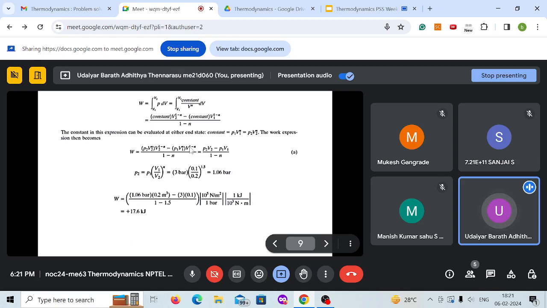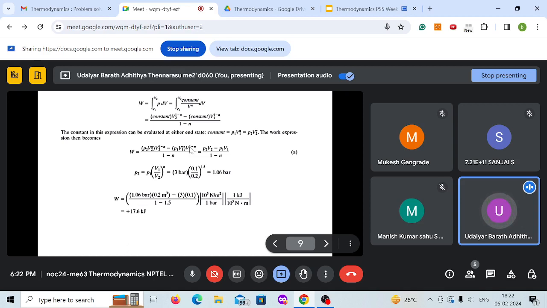The constant you can take out. Integrating, you will get V raised to power 1 minus n, divided by 1 minus n. We apply this between V1 and V2, so we substitute V2 and V1. We will get constant times V2 raised to power 1 minus n minus constant times V1 raised to power 1 minus n, divided by 1 minus n. This is applicable only when n is not equal to 1. You can apply it for n equal to 0 also, and you will get the same, P times V2 minus V1.